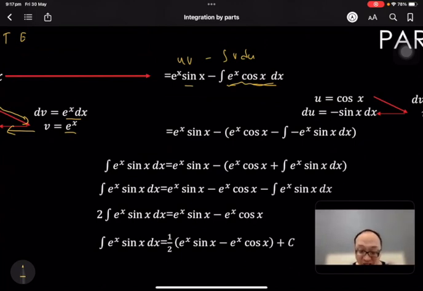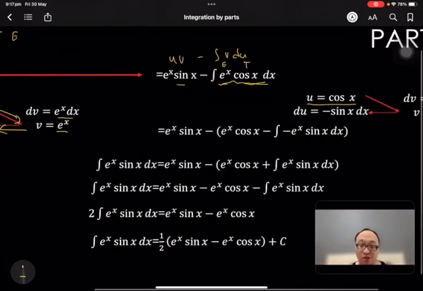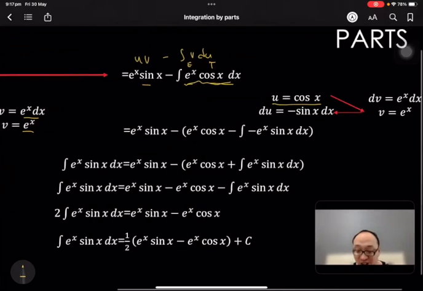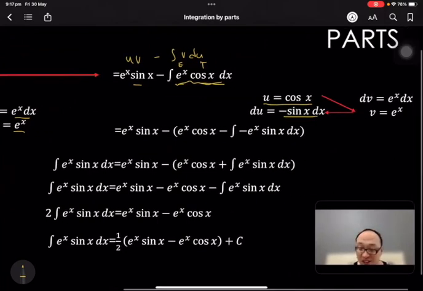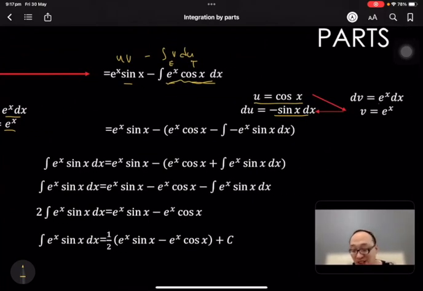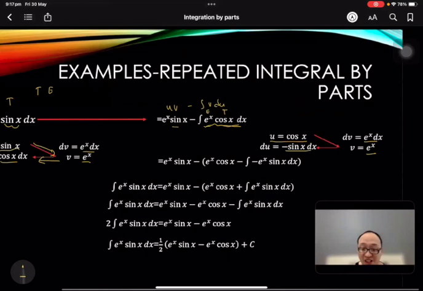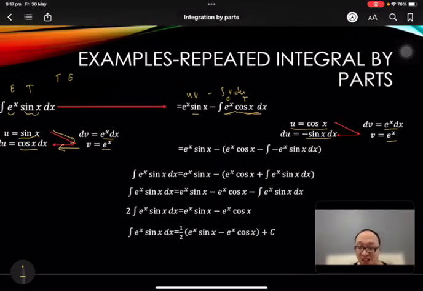So in here, again, this is e, this is t. So the u will be cos x, and du is negative sin x dx. And dv is e to the x dx. V, the integral of e to the x dx, is just e to the x. You see in here we use integration by parts in integration by parts. So we use double integration by parts in here. That's why we call it repeated integration by parts.